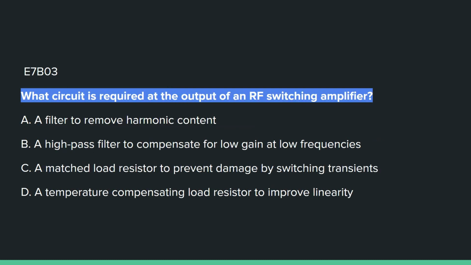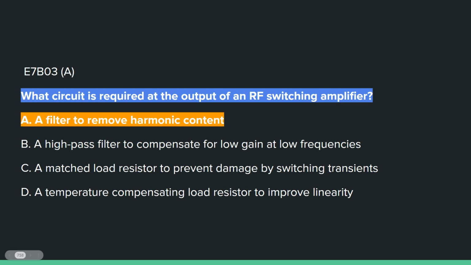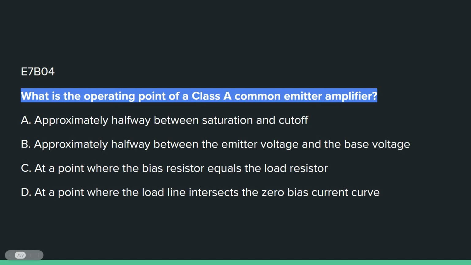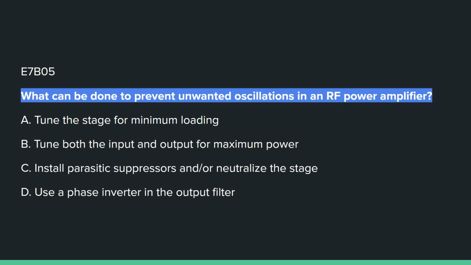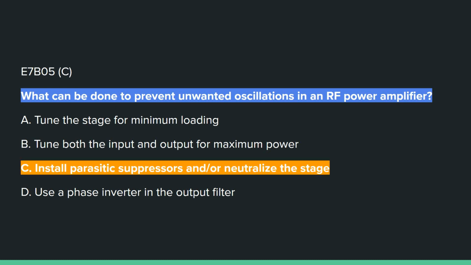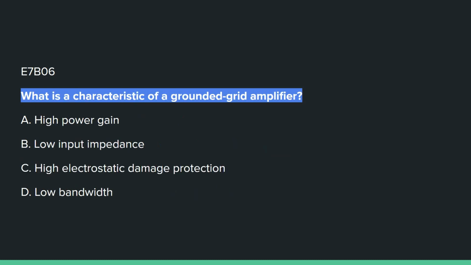E7B03, what circuit is required at the output of an RF switching amplifier? A, to filter or remove harmonic content. E7B04, what is the operating point of a Class A common emitter amplifier? A, approximately halfway between saturation and cutoff. E7B05, what can be done to prevent unwanted oscillations in an RF power amplifier? C, install parasitic suppressors and or neutralize the stage.